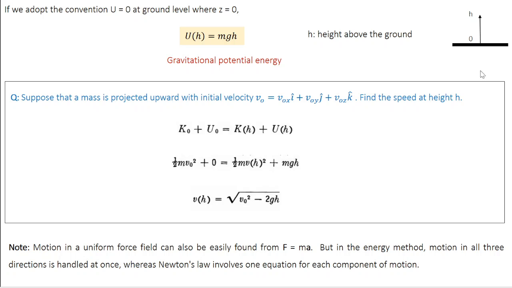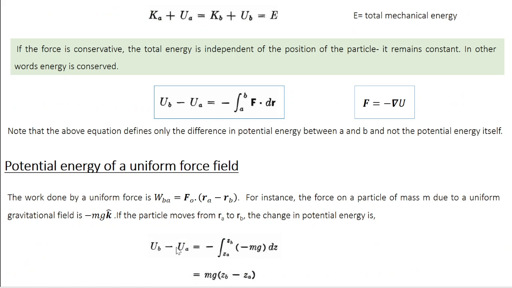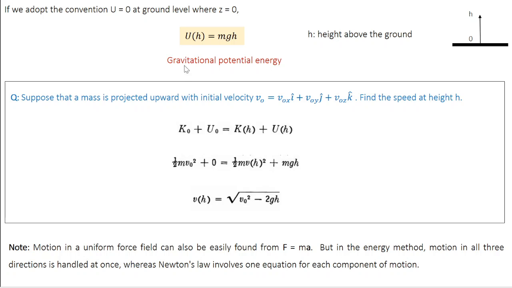Now imagine that h is the height above the ground. So at coordinate ZB, the height is h. Now your expression becomes UB minus UA, where UA equals 0. So UB equals mg zb. Now the height is h, so this is mgh. So this is the expression for gravitational potential energy. Potential energy at height h is mgh.